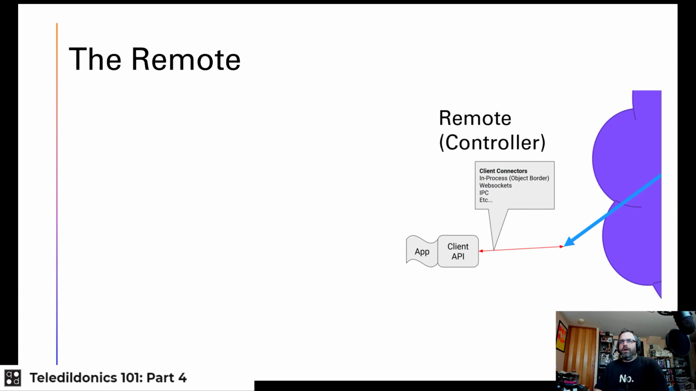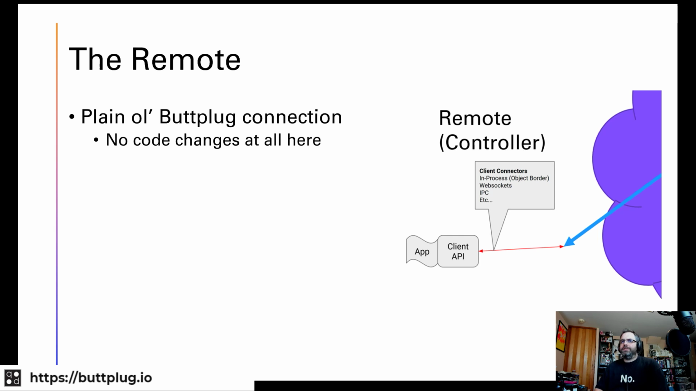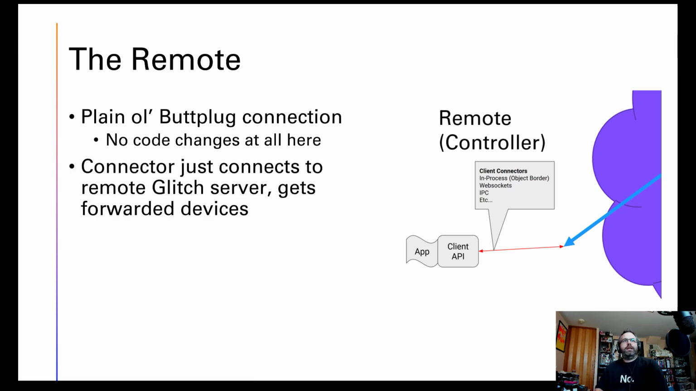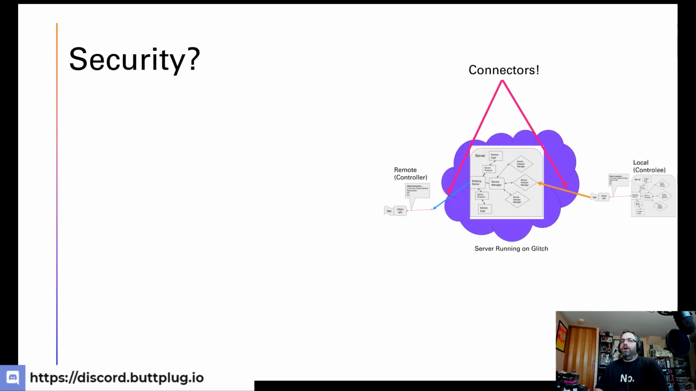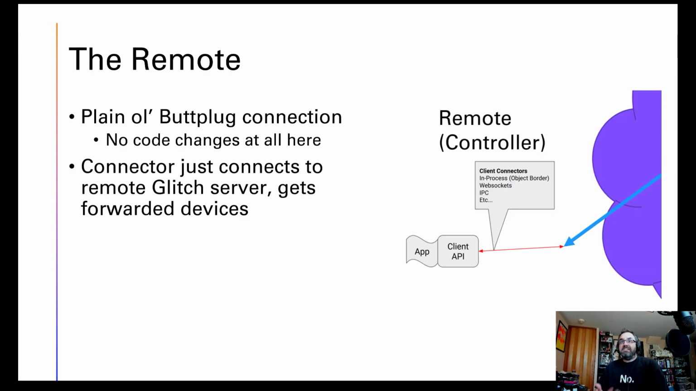So the remote. The person that is controlling the remote part, it is just a plain old Buttplug connection. There is no special thing being done here. I had to add no code to do this. The connector just connects to the Glitch server and gets the forwarded devices, and we're good. So that's it. There's not a lot to say about the remote there. That was actually the easy part. It was presenting these devices in a new way that was the part that took all the time.